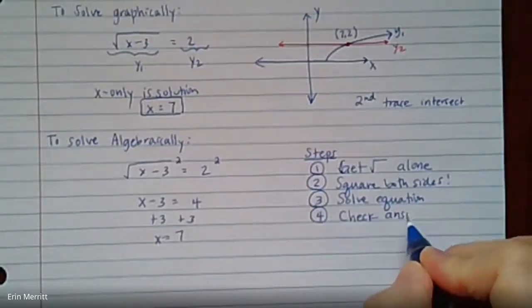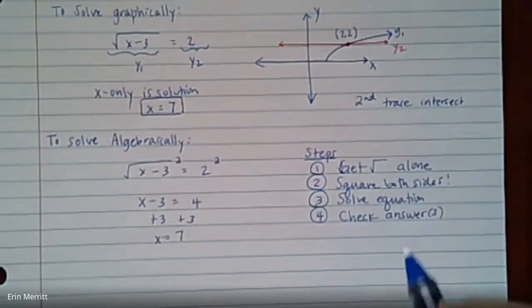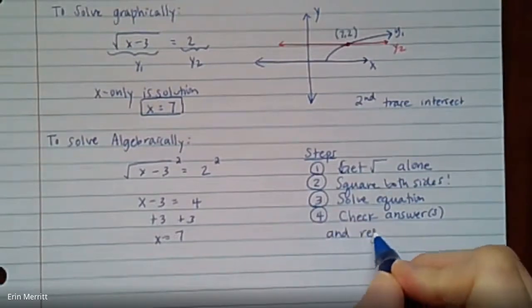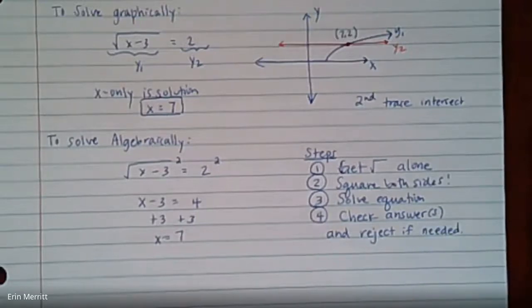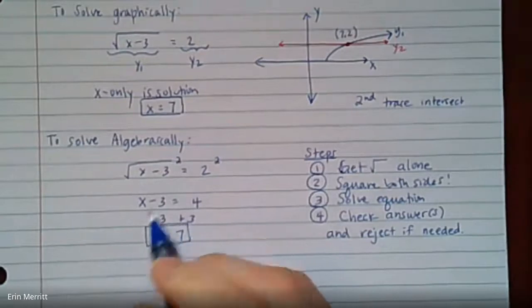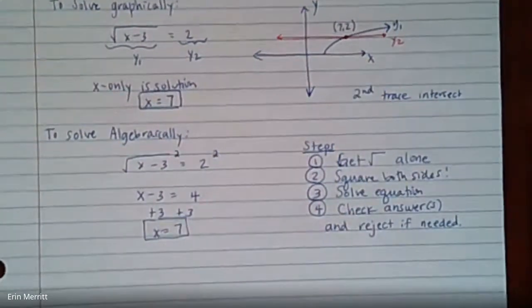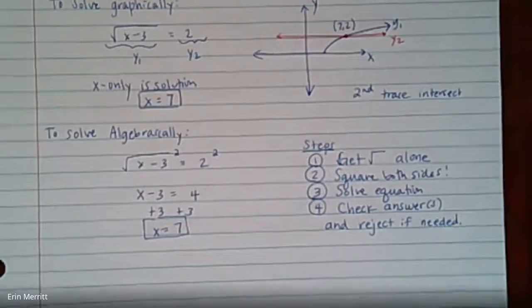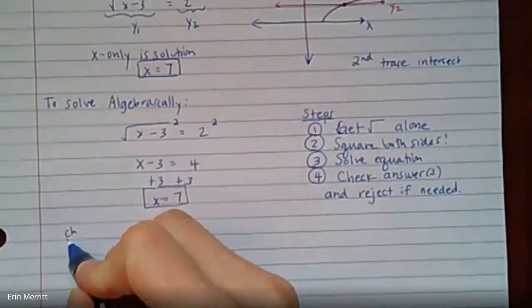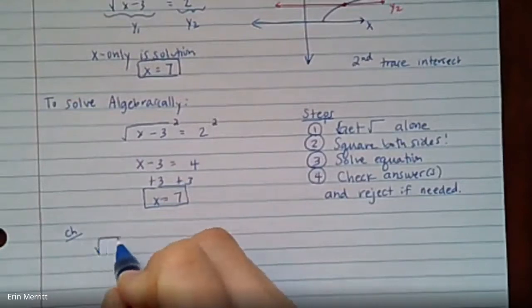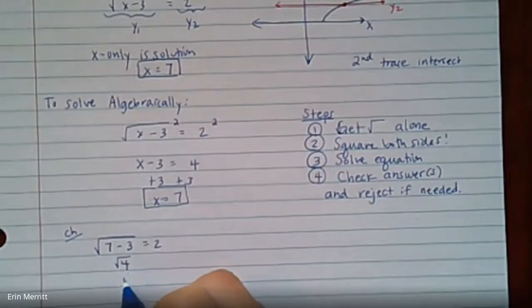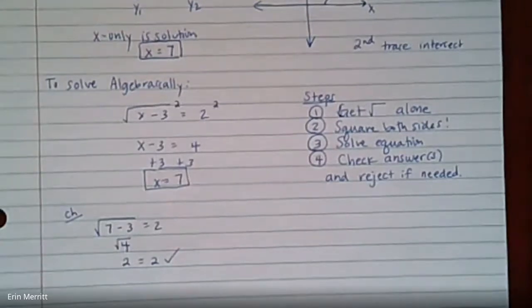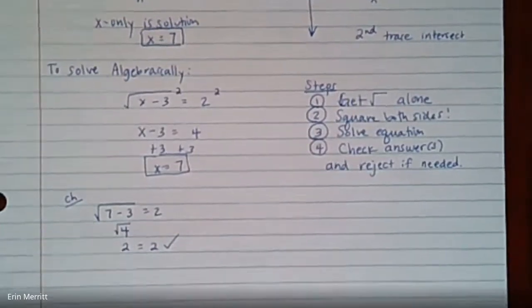So I'm going to say answers, plural, and reject if needed. Now, the fact that we already saw the graph, so we kind of know that just x equals 7 is our answer, means that we should feel pretty good about getting that already. But the check would just be to plug back into the original. So if I plug into the original, putting 7 here, and then simplify it, this would give me radical 4, square root of that is 2, that all checks out. So I don't want to resolve, I just want to plug in and evaluate to determine if it genuinely makes the equation true or not.